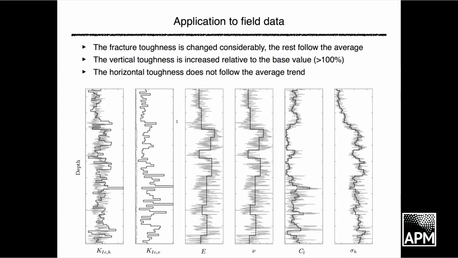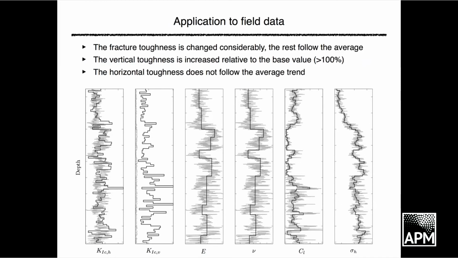So what are the implications? The implication is that the vertical fracture toughness changes considerably. If you account for these high resolution properties, you change the height growth. So you effectively increase the vertical toughness by about 100%, or on the order of 100%. So this is a big deal.